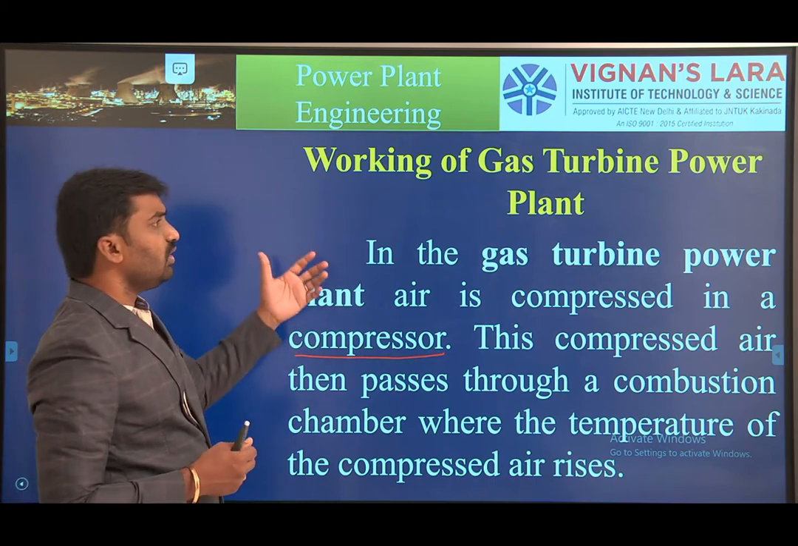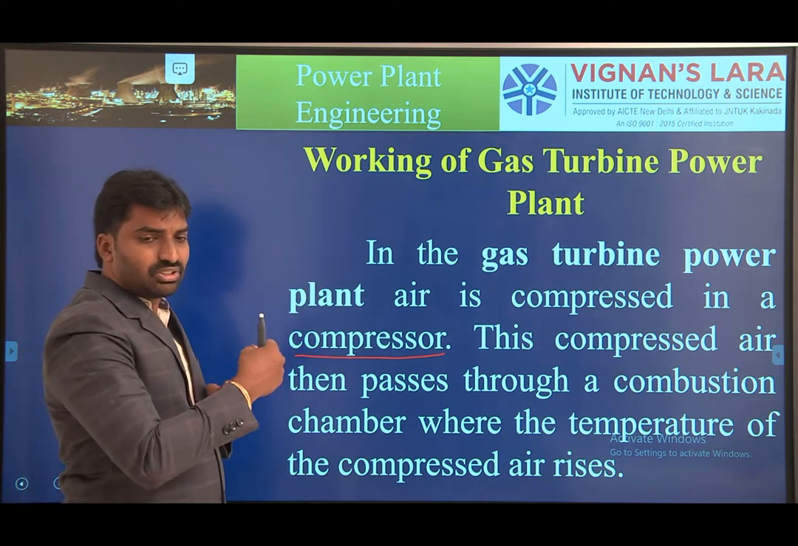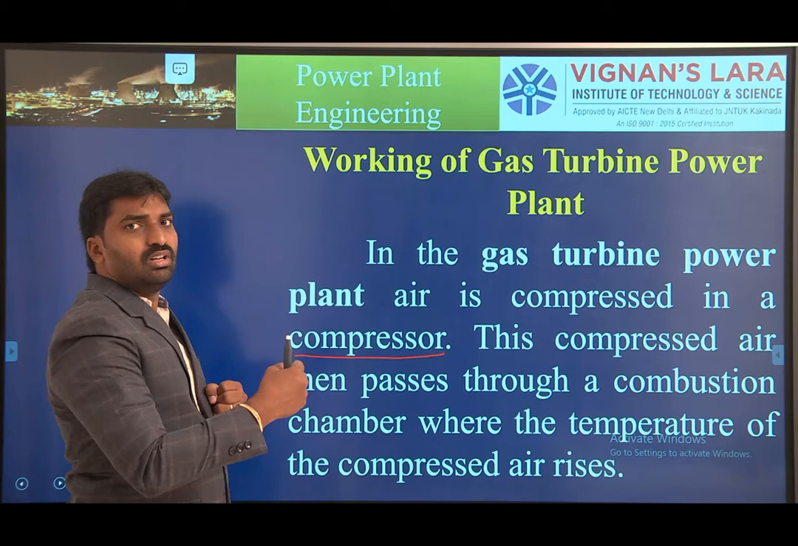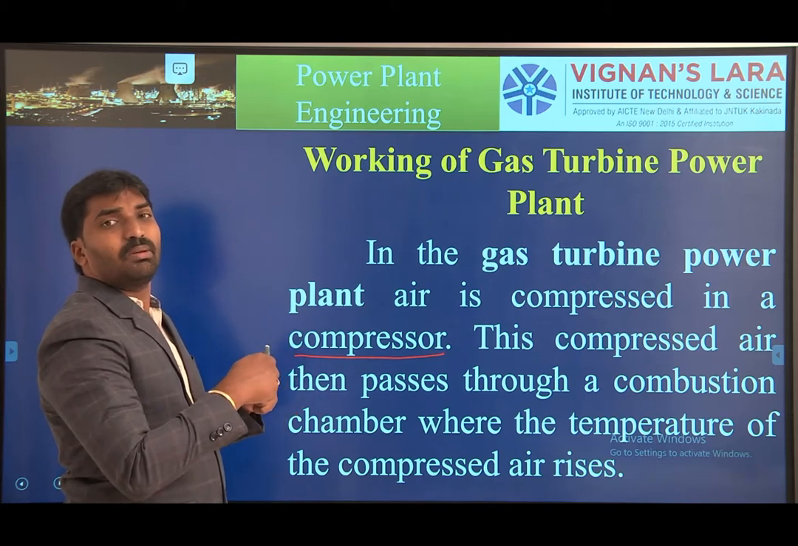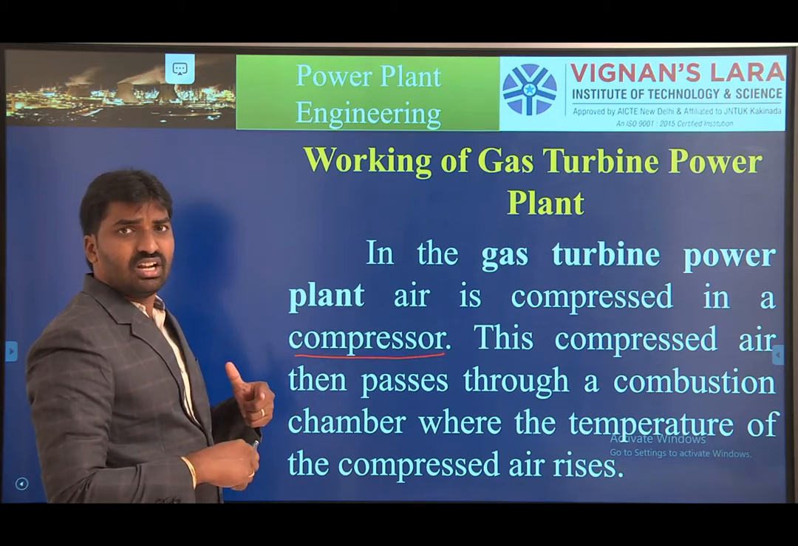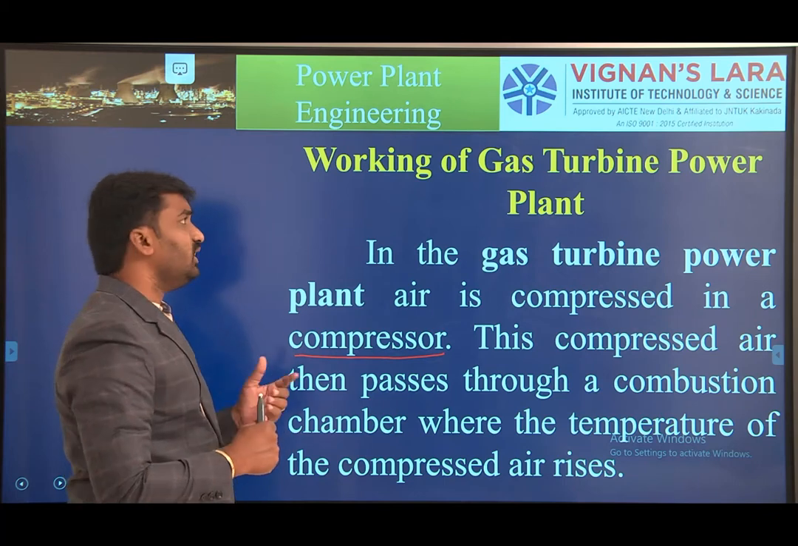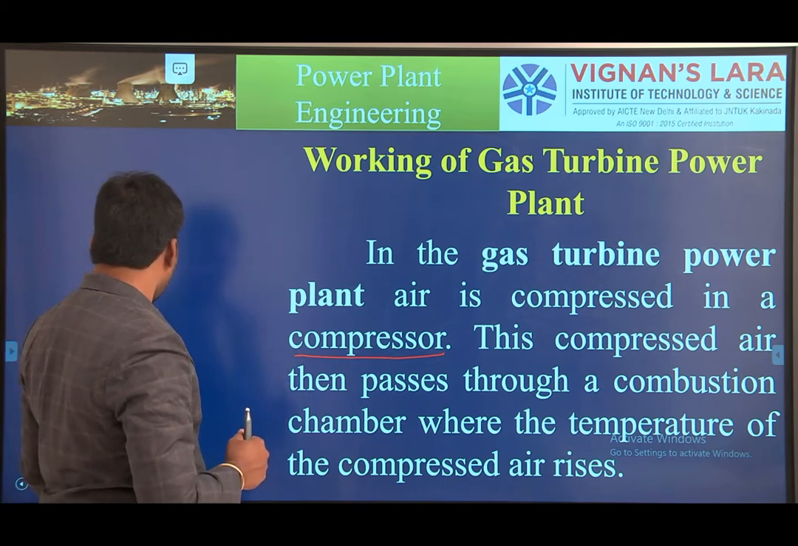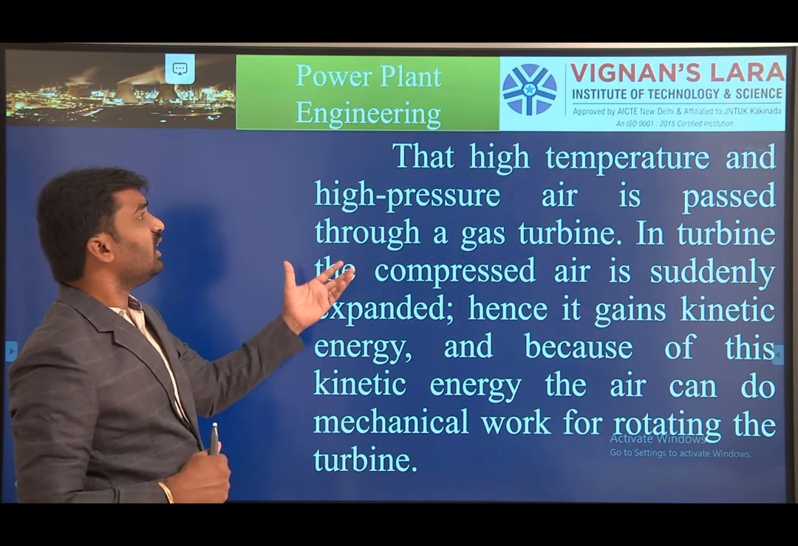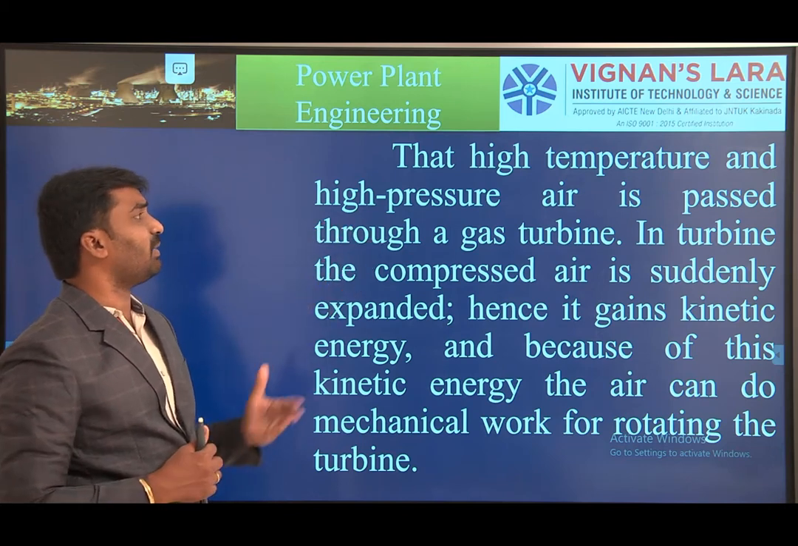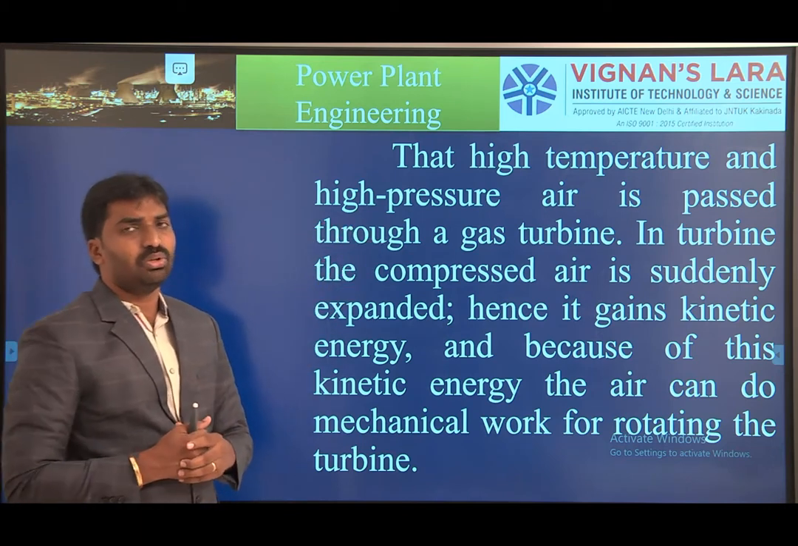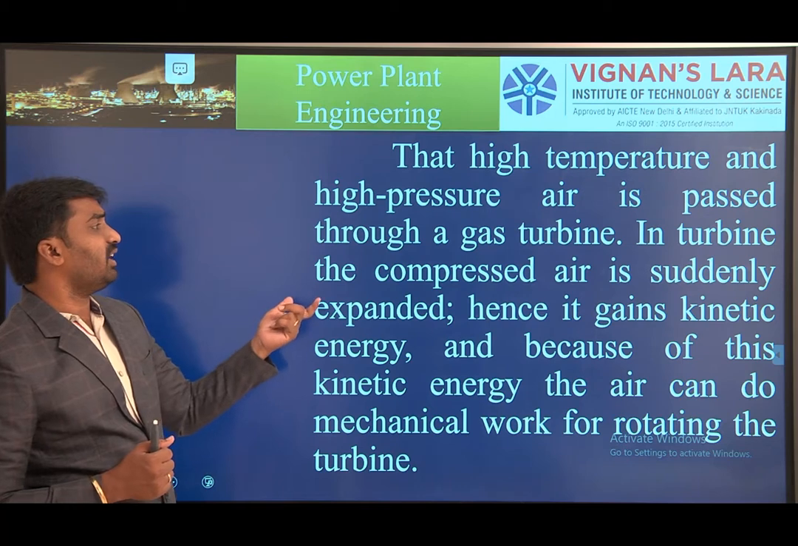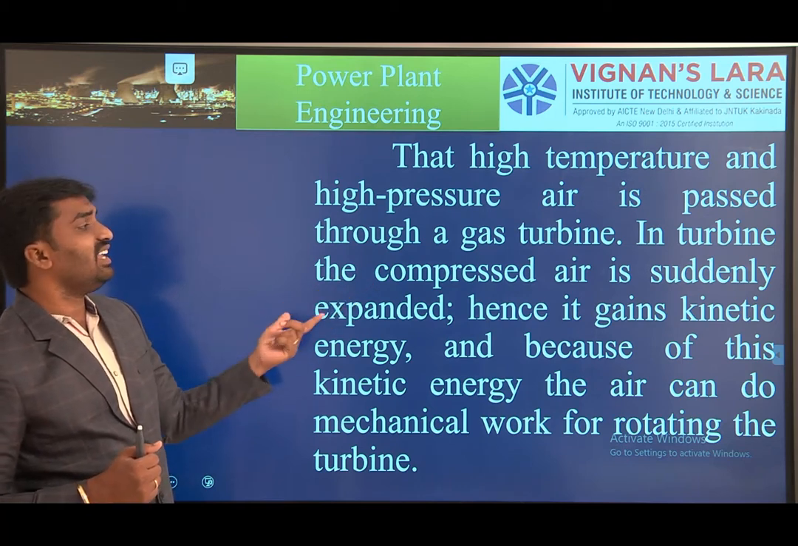First, we need to suck the air from the atmosphere. After that, we do the compression process using a compressor. After compression, we send it into the combustion chamber. That high temperature and high pressure air is passed through the gas turbine. In the turbine, the compressed air is suddenly expanded.